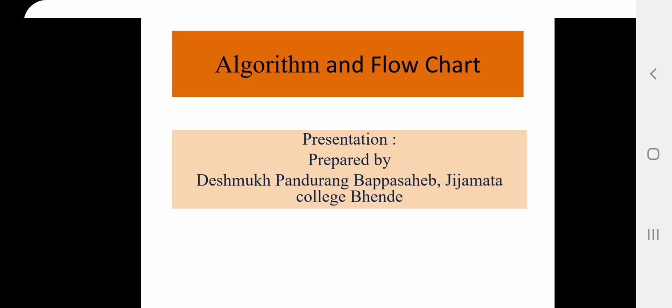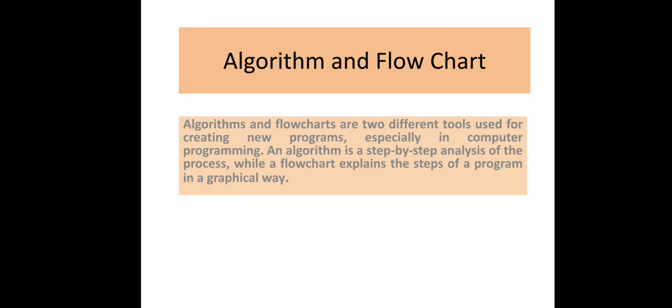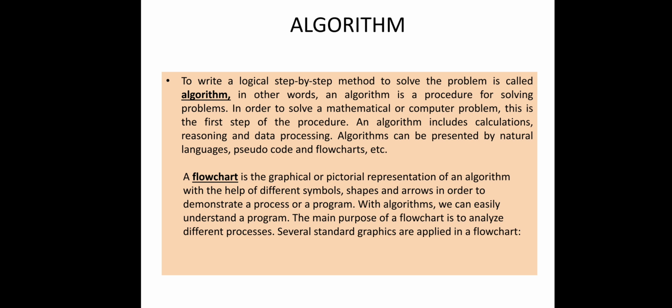I am here to share certain ideas about algorithm and flowchart. Both these phenomena are used in mathematics and computer. Algorithm and flowchart are the various tools used for creating new programs, especially in computer. An algorithm is step-by-step analysis of the process, while flowchart explains the steps of the program in a graphical way.